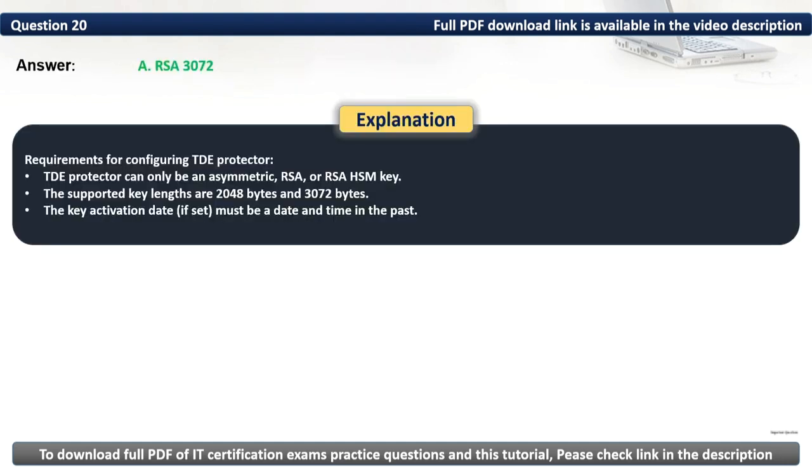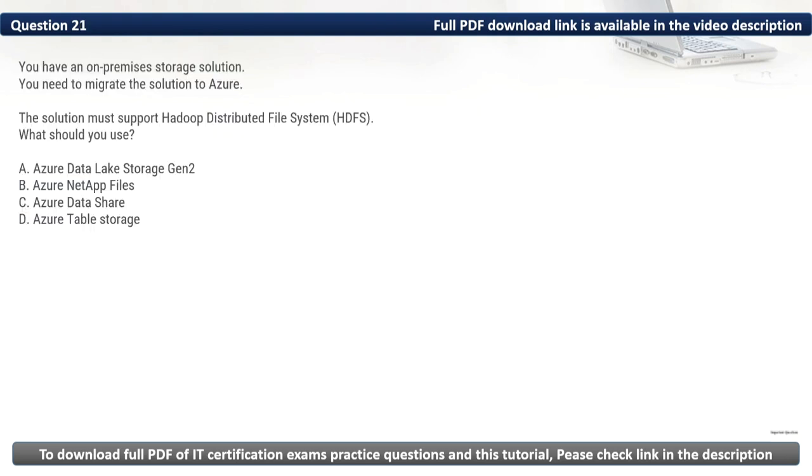Requirements for configuring TDE protector. The TDE protector can only be an asymmetric RSA or RSA HSM key. The supported key lengths are 2048 bytes and 3072 bytes. The key activation date, if set, must be a date and time in the past.